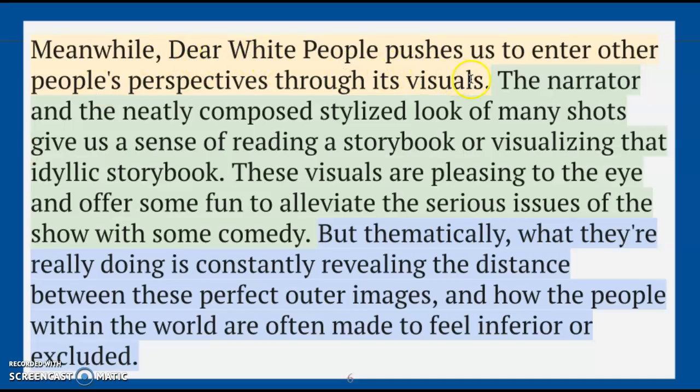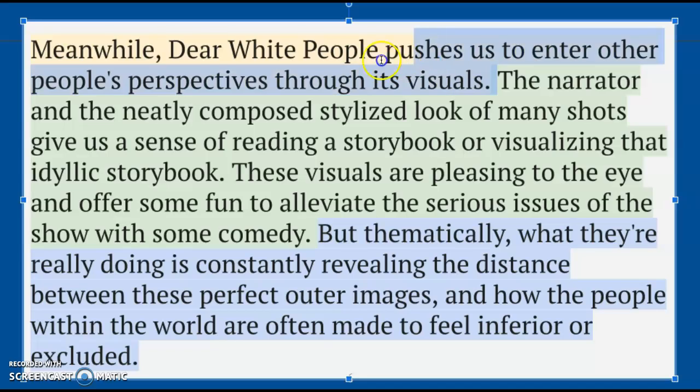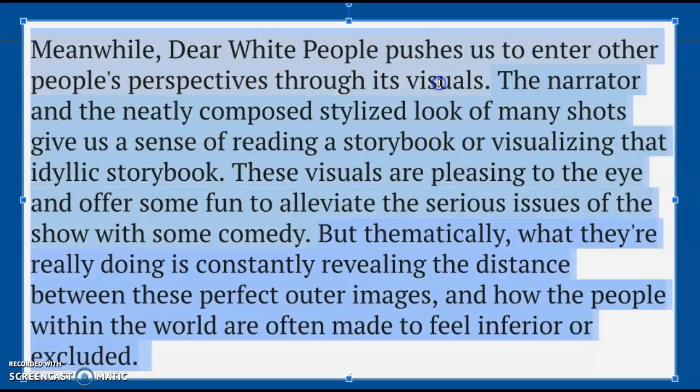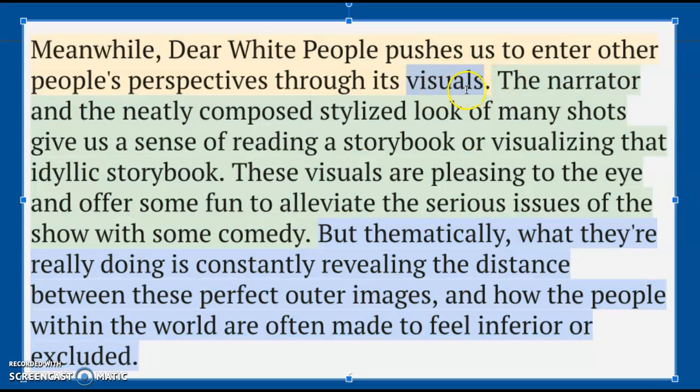Notice how it starts with the point that it is making. It's an interpretation of how this TV show, Dear White People, makes its point through this aspect of its technique. The evidence that they've used is to describe what they mean by these visuals and the way that it looks. And then the comment on it is linking it back to the theme.